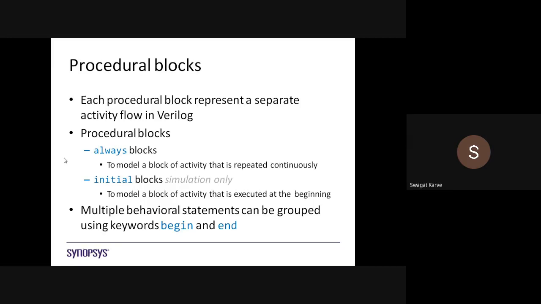We have discussed the first type, that is the continuous assignment statement. Now we are going to discuss procedural blocks. What do we mean by procedural blocks? Each procedural block represents a separate activity flow in Verilog. That means a procedural block represents a separate activity in your Verilog code or program. It may be an always block or an initial block.